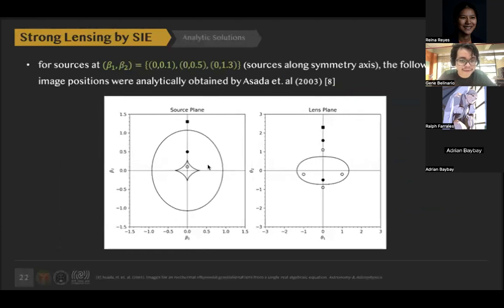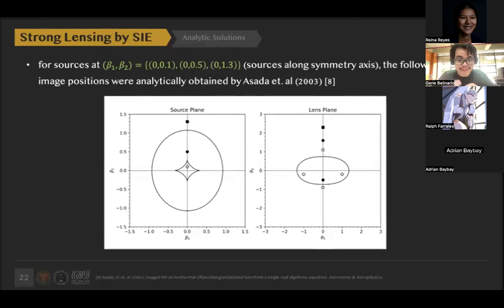So here, for example, for the source position (0, 0.1), we expect 4 images: 2 along the axis of symmetry, and another 2 images here in the third and fourth quadrant of this coordinate system. Then respectively for the (0, 0.5) and (0, 1.3) positions, we expect these images. Here at 0.5, you should have 2 images along the symmetry axis. And for the square at source position (0, 1.3), 1 image only.